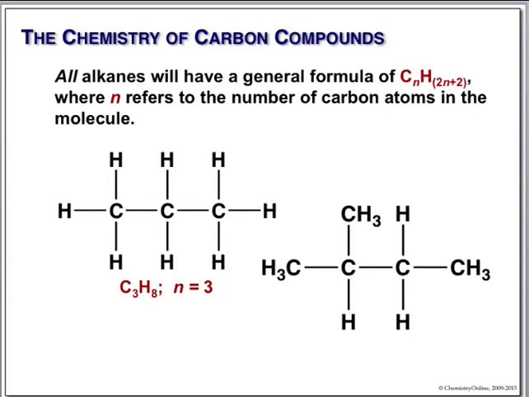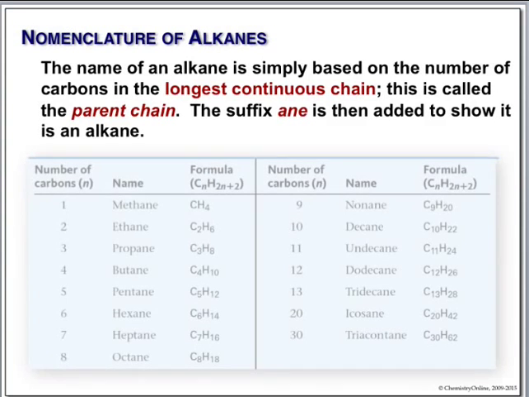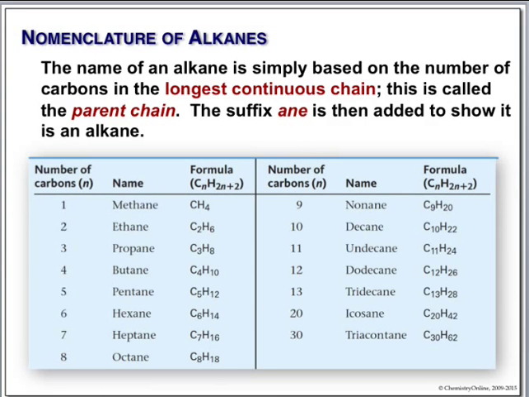Over here we did a branch chain. We have 1, 2, 3, 4, 5 carbons. This is C5H12, again our equation with n equal to 5. Now we can arrange these chains of carbon atoms in lots and lots of ways. When we're dealing with an alkane, we're going to name these things based on the number of carbon atoms, and we're going to add the suffix -ane to indicate that this is an alkane.